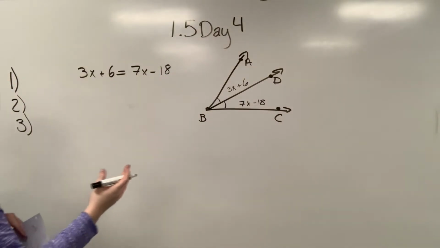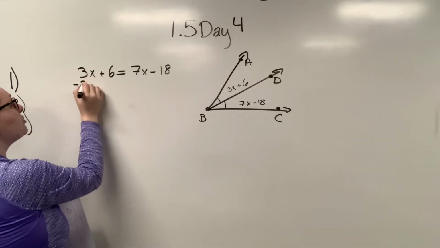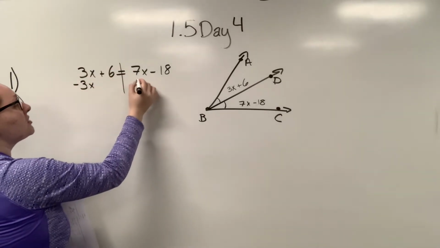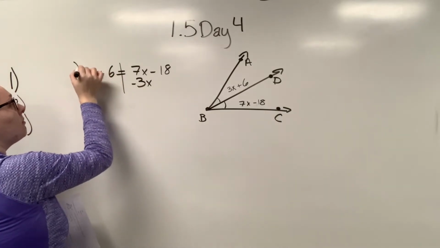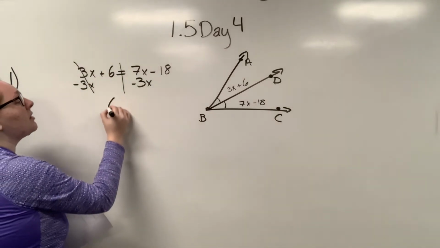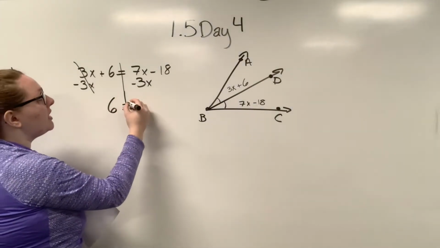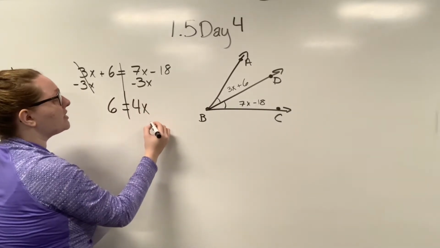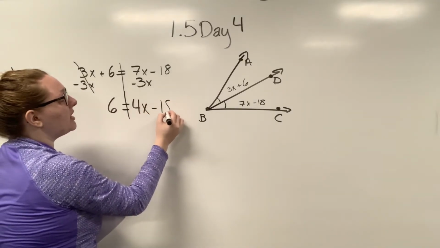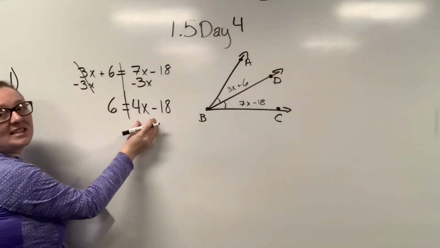I hate negative variables, so I'm going to move the smaller x. So I'm going to subtract 3x once on each side of the equal sign. Positive 3x minus 3x, those cancel, leaving us with just a positive 6 on this side. 7 minus 3 gives us 4, and that x hangs on. And then we're going to bring down that minus 18 because we haven't touched it.